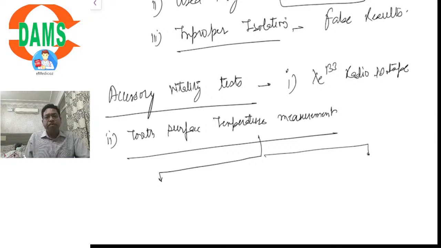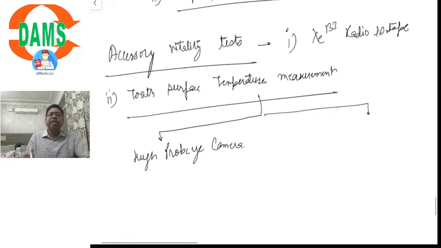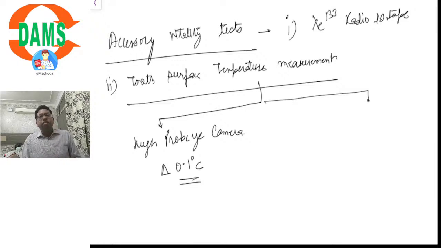Tooth surface temperature measurement broadly encompasses two methods. What is the basic philosophy? If the tooth pulp is vital, the tooth surface would be warmer, and if it is non-vital, the tooth surface would be colder. So that is the basic principle. We can use a Hue probe camera, a special laser-based camera that measures a temperature differential of 0.1 degrees Celsius. So this can be used to ascertain the tooth surface temperature.